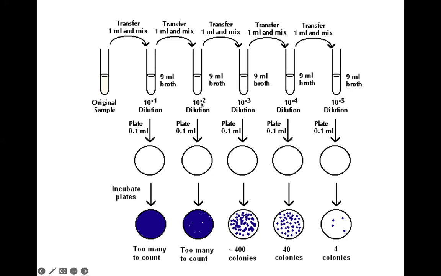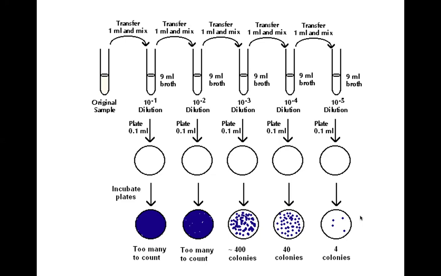This means that this solution is 10 raised to the power negative 2. You keep diluting until probably you get to 10 raised to the power negative 5. Now, with 10 raised to the power negative 5, it means that your water has been so much diluted that now you're able to count.